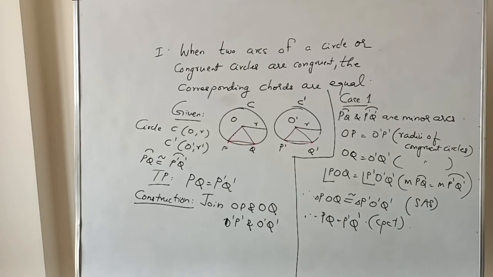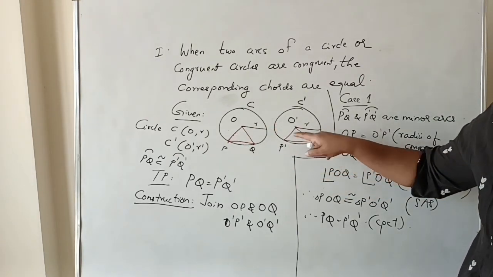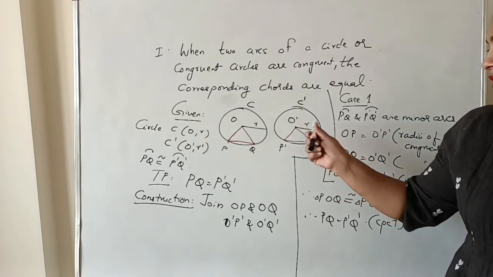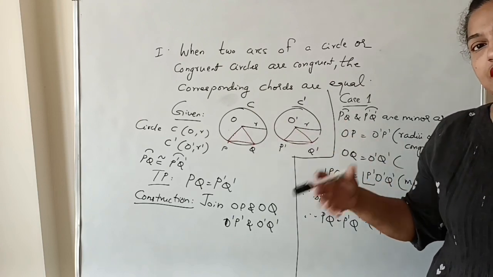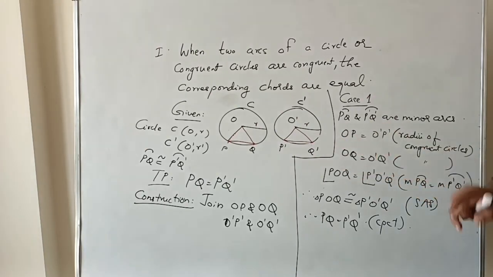So I have written down the proof for case 1, when PQ and P dash Q dash both are minor arcs. We know that OP is equal to O dash P dash. This is OP and this is O dash P dash. Because the circles are congruent, both of them are equal, as they are the radii of each circle. Similarly, OQ is equal to O dash Q dash. Again, it is a radius.